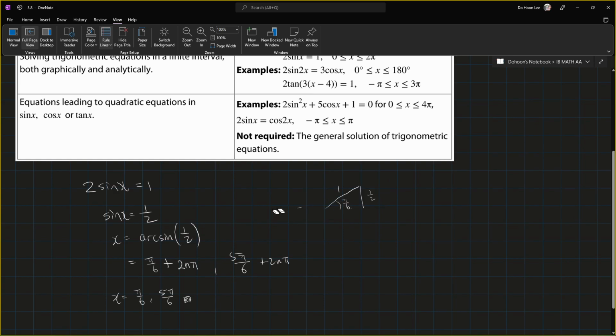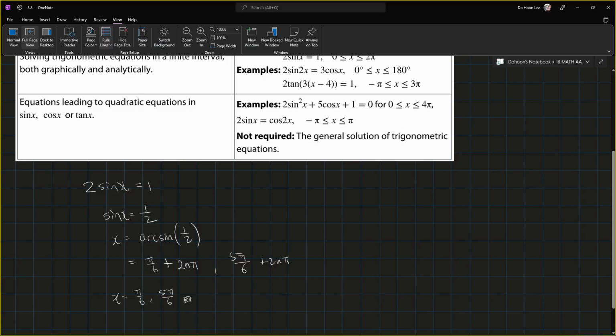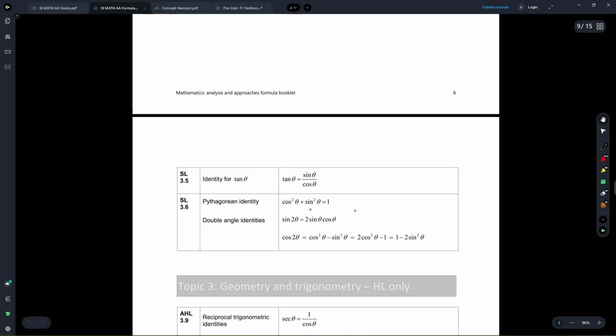At this point, I think we can use the trig identities that we learned in 3.6, right, to go from one form to the other. Okay, so let's quickly review those. Well, because we're looking at sine squared x plus 5 cos x, we can either change the cos x into sine x, or we can change sine squared x into cos squared x. Okay, let's take the latter choice. So I'm going to try to use the Pythagorean identity where cos squared x plus sine squared x is 1. In other words, sine squared x is the same as 1 minus cos squared x.